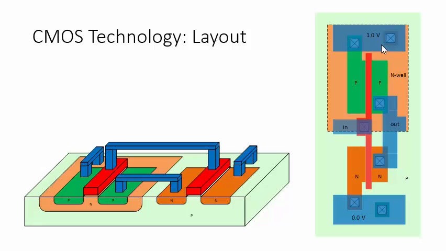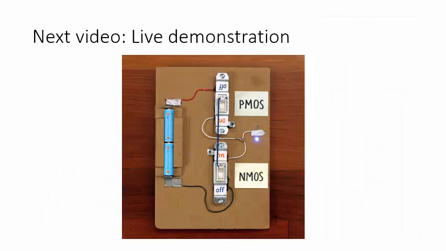You might wonder why the PMOS transistor is larger than the NMOS transistor. The PMOS transistor is intrinsically weaker per unit area, so it must be made larger to balance the electrical characteristics of the NMOS transistor. The next video shows a live demonstration of an inverter gate model using ordinary household light switches.